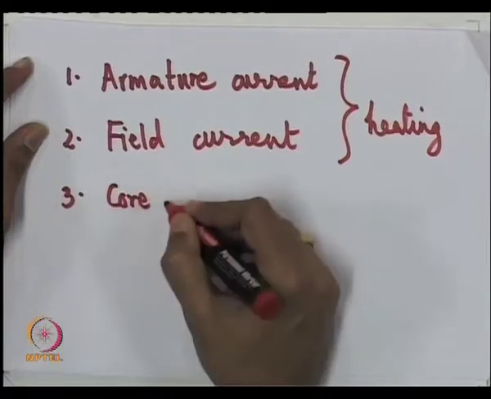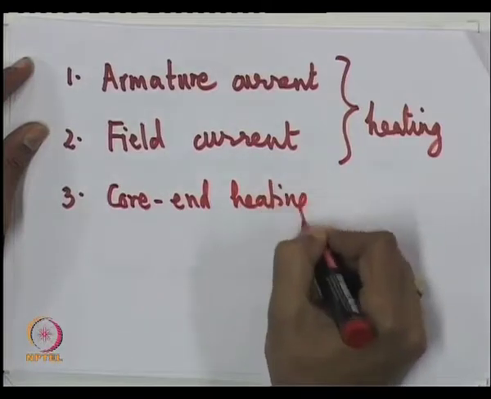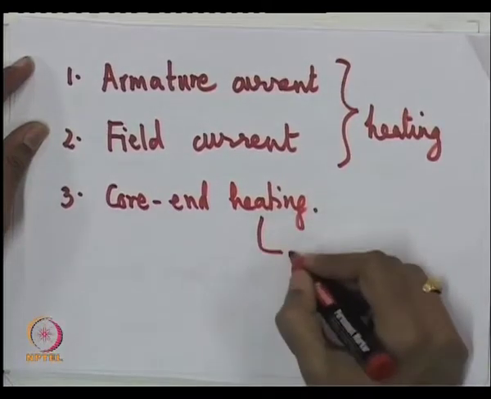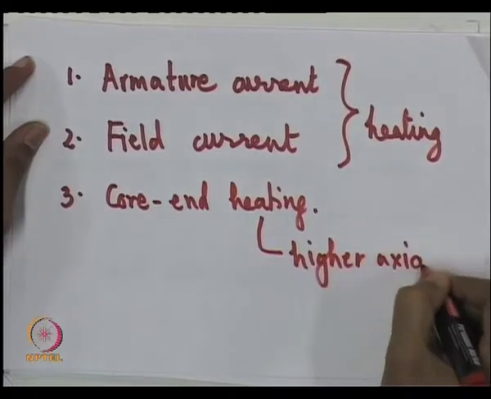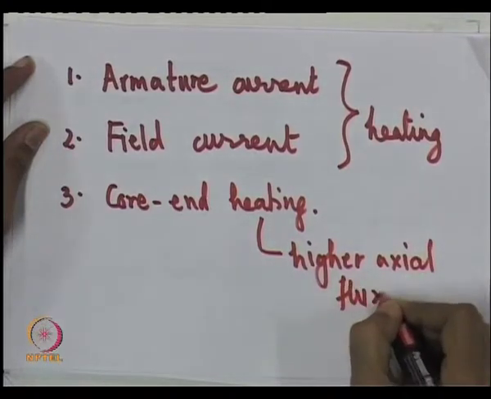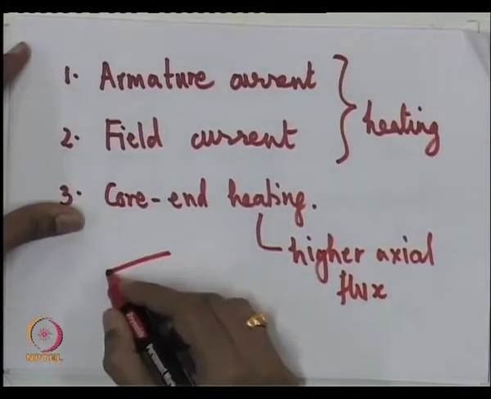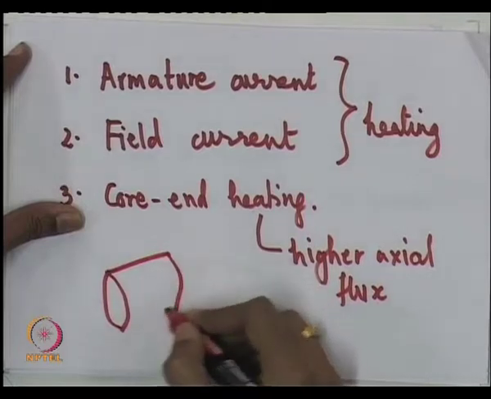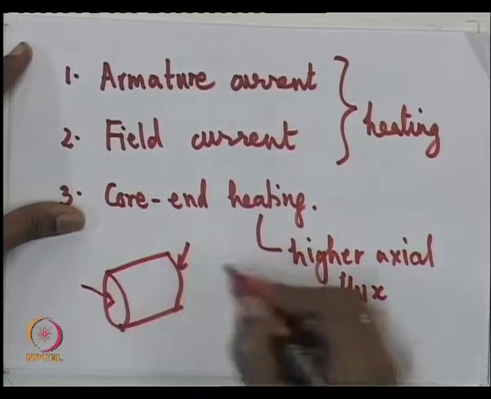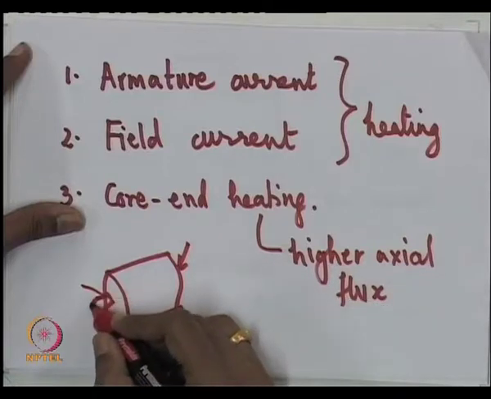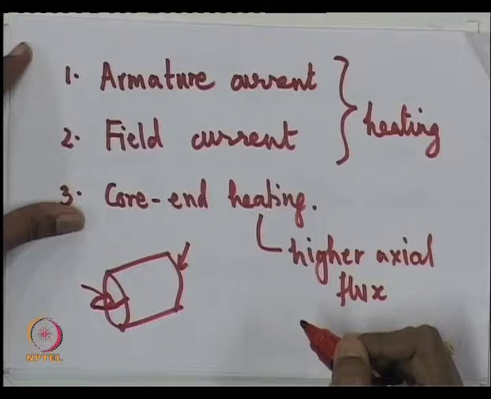In some machines, in some steam turbine driven generators, you will find that you have another limit, called the core end heating limit. This is caused by higher axial flux in the end region of a synchronous machine. So, if you have a synchronous machine, this is called the end region, where actually the windings come out and go in again. So, that is called the end region of a synchronous machine.